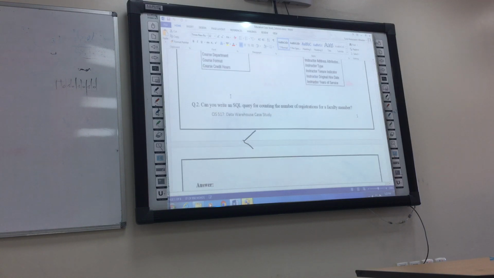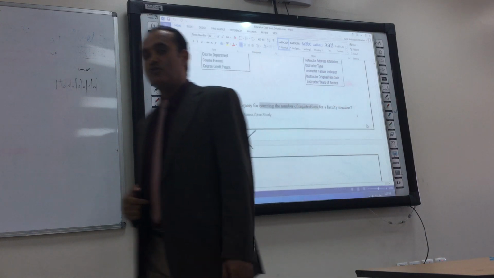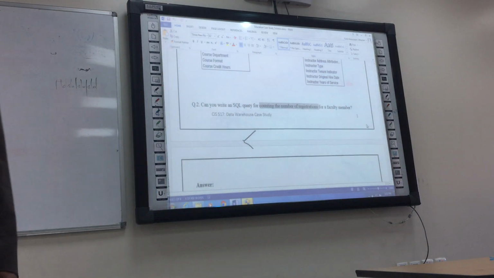Now let's see another question. Can you write an SQL query for counting the number of registrations, because I care about the number of registrations, for a faculty member? I need to know, just from this data warehouse schema, how many students registered per instructor. Select count, and we can group by. So tell me, it's a group by what?